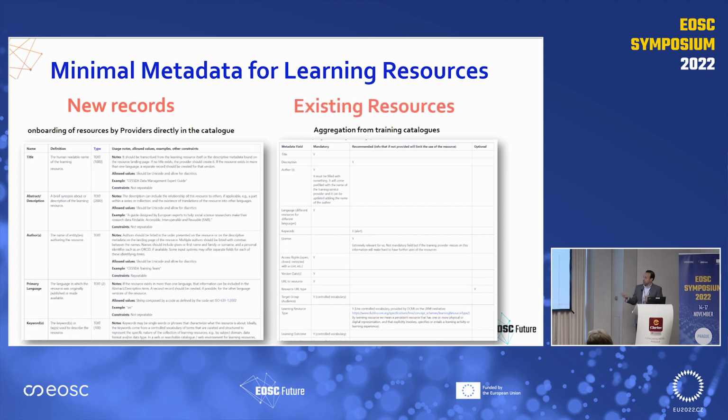So it's the same metadata set, but there are differences in terms of the fields that are mandatory and those that are not mandatory. If you onboard the catalog as a training provider, you can register the resources one by one. So let's say after you are accepted as a provider, we have a metadata set with some fields that are mandatory, and we have more mandatory fields than if we aggregate from catalogs, to downsize a bit and adapt a bit to the reality of the training catalogs. So this is what we did.